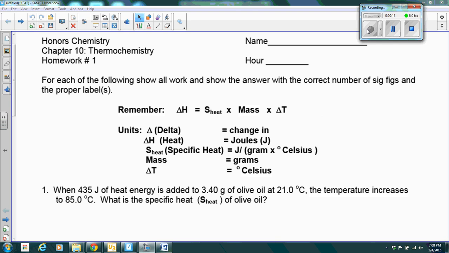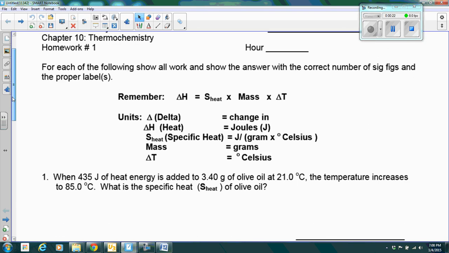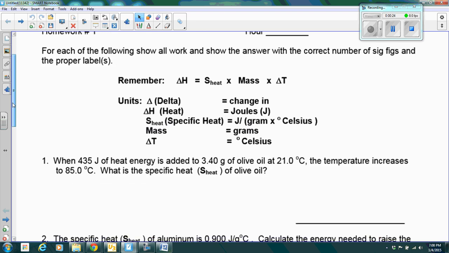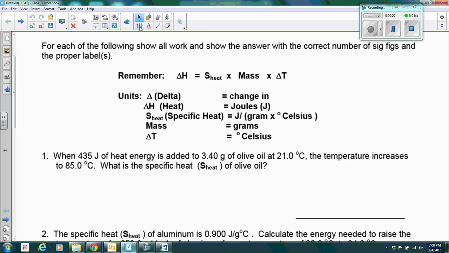So here's homework 1, and you can see at the top we have a formula that is also on your gold sheet. Again, it is the change in heat is equal to mass times change in temperature times specific heat. That delta means change in. Heat is always measured in joules. Specific heat, that fancy unit we did before, is joules per gram degrees Celsius. Mass is in grams, and change in temperature is obviously in Celsius.